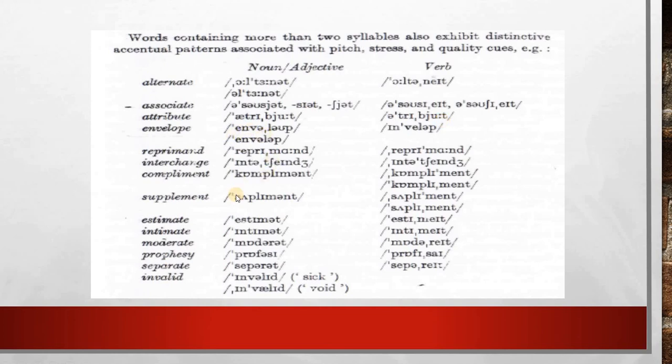We have different examples here. We take another example. Here we have estimate and estimate. So this is the difference. This is a distinctive accentual pattern associated with words that have the same spelling, whether as an adjective, a noun, or a verb. For the accentual patterns, I hope it is clear.